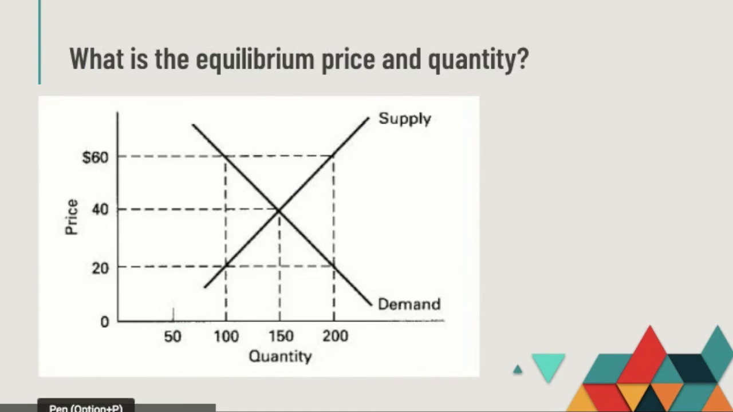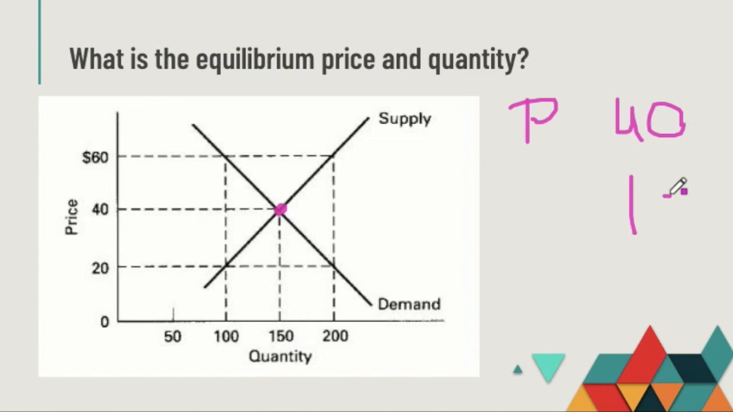Now we have a question with a graph. What is the equilibrium price and quantity? Equilibrium was when the supply curve and the demand curve intersected. In this case, it is right here. And if you follow the dotted lines, the equilibrium price is 40 and the equilibrium quantity is 150.